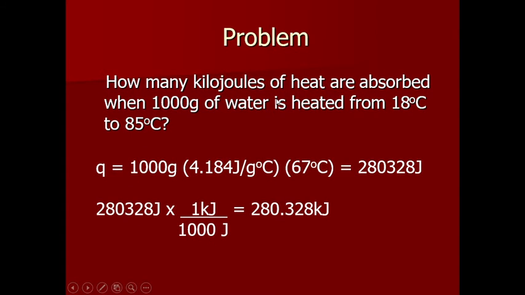Here is another problem for better understanding of the heat evolved in a system. How many kilojoules of heat are absorbed when 1000 gram of water is heated from 18 degrees Celsius to 85 degrees Celsius? Here the mass of water is given, that is 1000 gram. T1 is 18 degrees Celsius, while final temperature T2 is 85 degrees Celsius. How can we find delta T? By the difference of final temperature and initial temperature, 85 minus 18, that is 67 degrees Celsius.